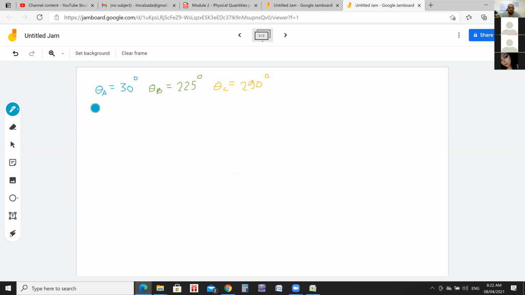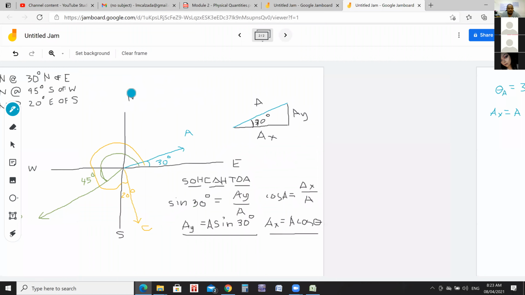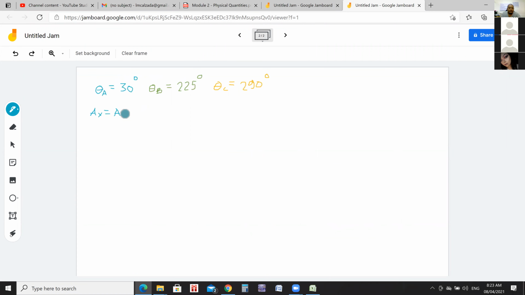Ato solbon ang AX. AX is equals to, AX is equals to, di ba? Kaya bawa naman ta. A sine ba to? Limot na ko na. AX o cosine. Cosine, sir. Cosine dahil A cosine of theta A, which is 30 degrees.